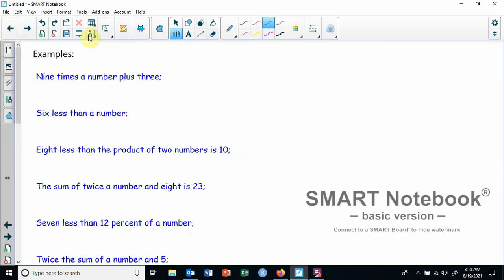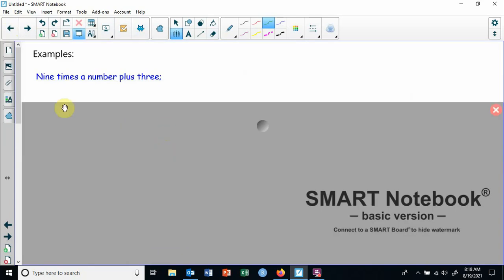Okay, and let's look at just one at a time. So we start very easy, very obvious: 9 times a number plus 3. Now, I do want to underline and break down some things. So obviously I have 9 times something plus 3.